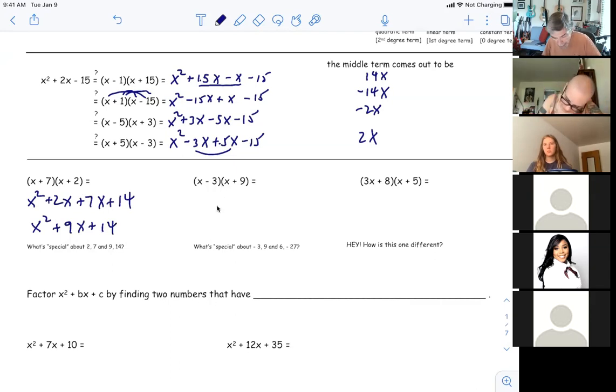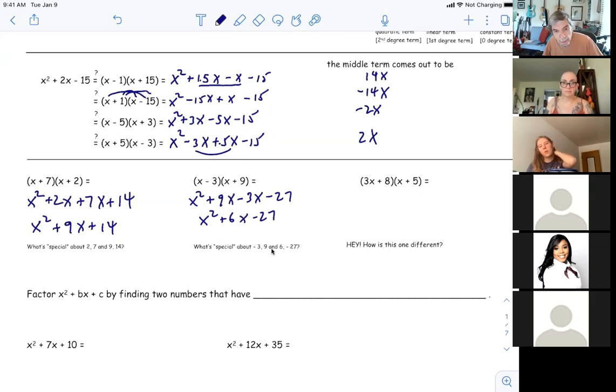If I multiply this out, we get x squared plus 9x minus 3x minus 27, which collapses to x squared plus 6x minus 27. So what's special about negative 3 and 9? Negative 3 and 9 are the numbers used in the factors. Add them, and you get the middle coefficient. Multiply them, and you get the constant term.